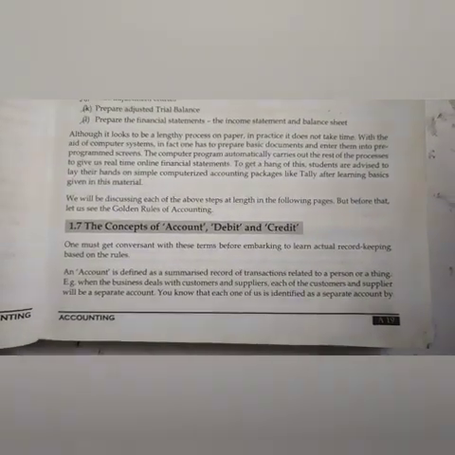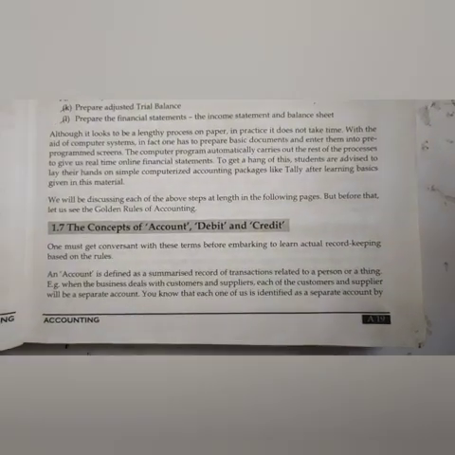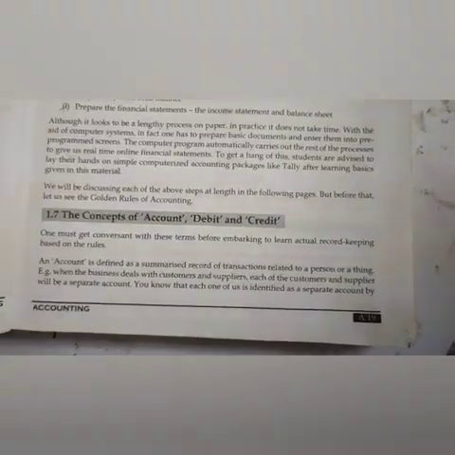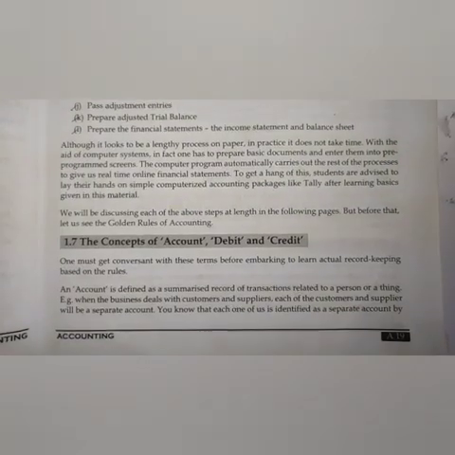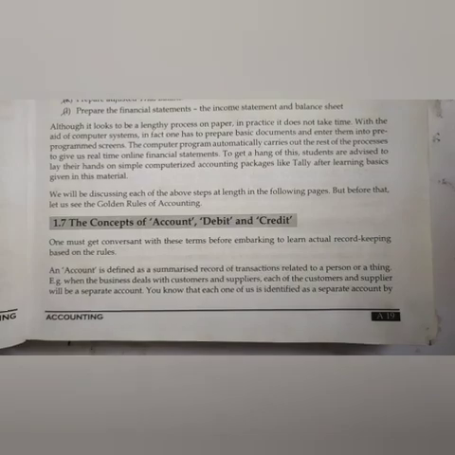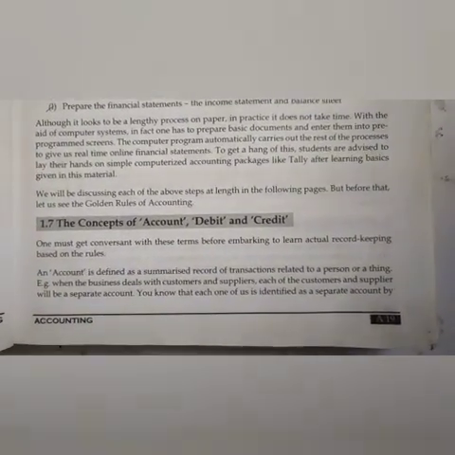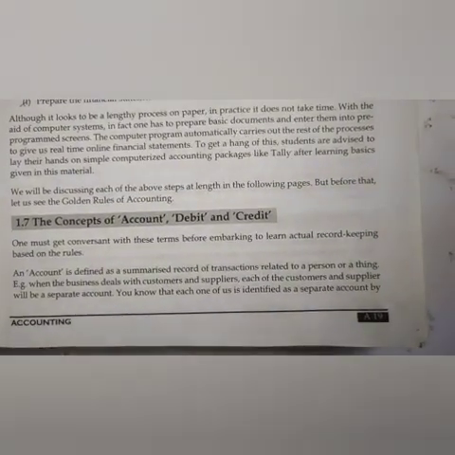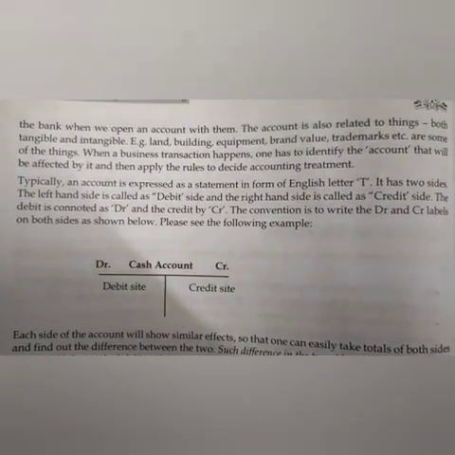The concept of account, debit and credit. One must get conversant with these terms before embarking to learn actual record keeping based on the rules. An account is defined as a summarized record of transactions related to a person or a thing. Example: when a business deals with customers and suppliers, each customer and supplier will be a separate account. You know that each one of us is identified as a separate account by the bank when we open an account with them.